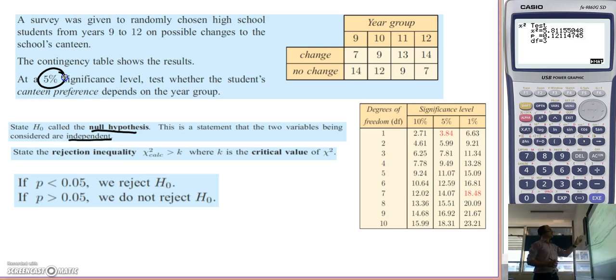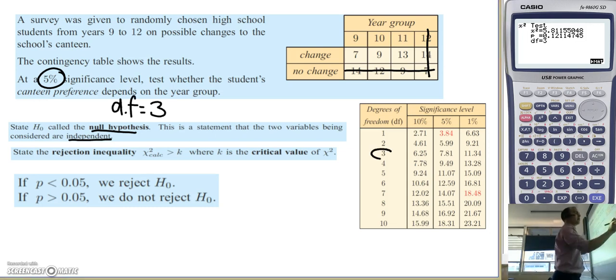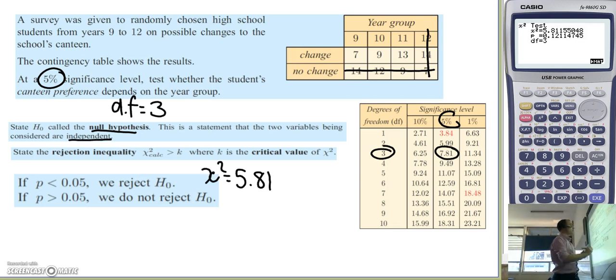Now, we've got a 5% significance level. We are not given the critical value, so we need to work out our degrees of freedom. So to do that, I'm just going to cross out the last row, cross out the last column. 3 degrees of freedom. So df equals 3. I'm going to come over 3 degrees, 5%. My value is going to be 7.81. Now, my x-squared value was 5.81. My k value is 7.81.